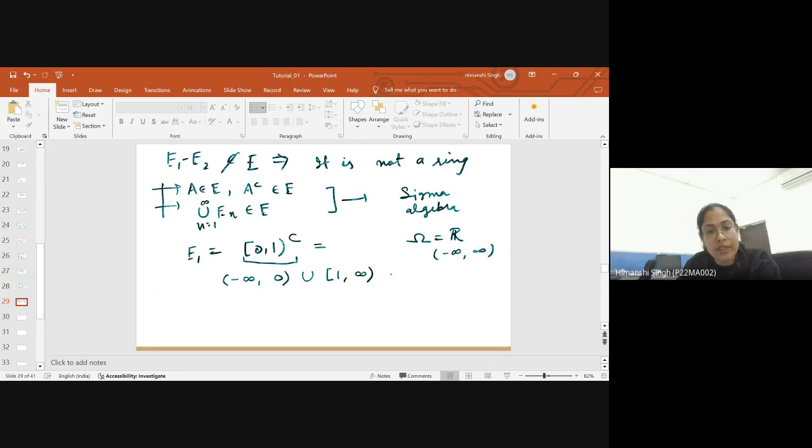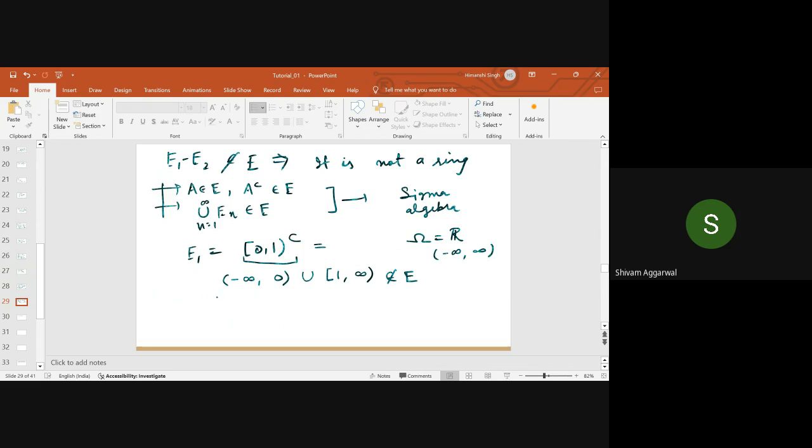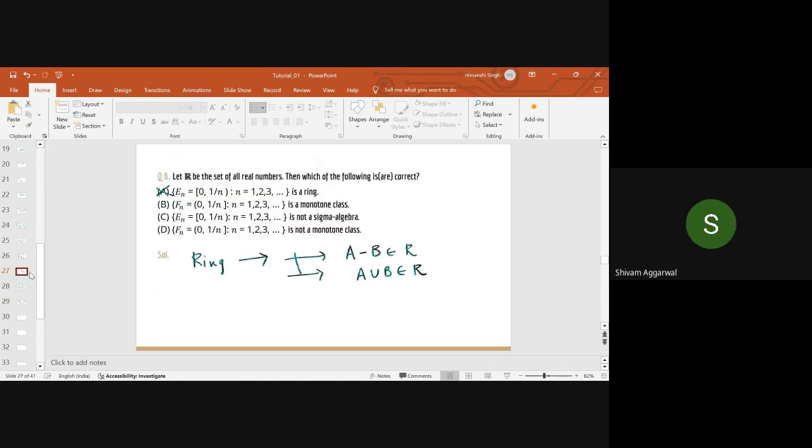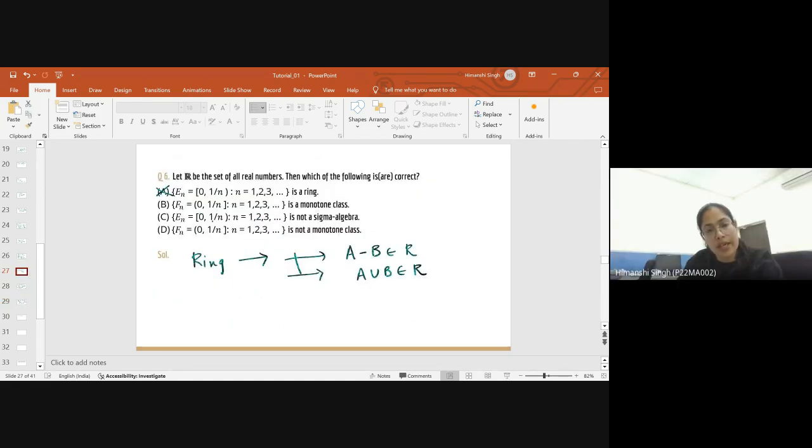So whether this set belongs to E or not, it does not belong to E. So what it implies is that E is not a sigma algebra. So this option was that only the collection of sets En is not a sigma algebra. So this is a correct option.